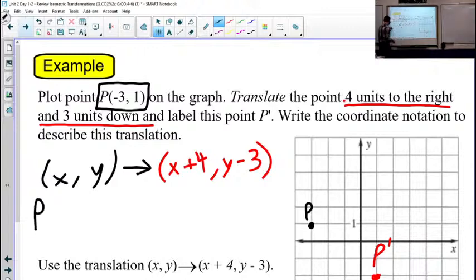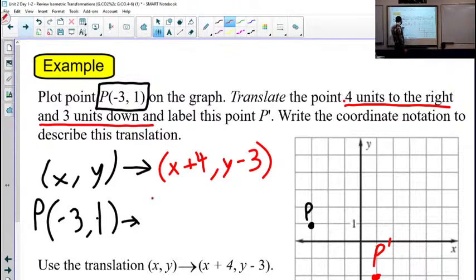So if we did this just with the coordinates, not looking at the graph at all, negative 3 comma 1 is going to move to... well, my instructions are to take the x coordinate, which is negative 3, and add 4.